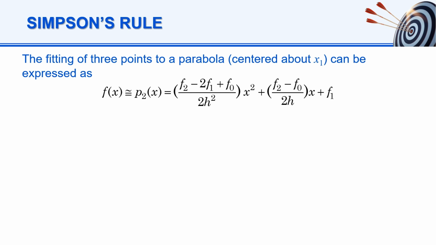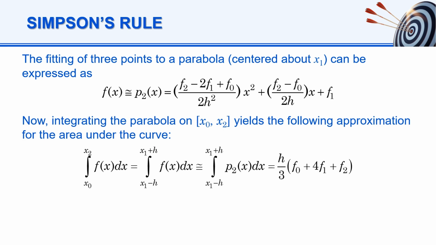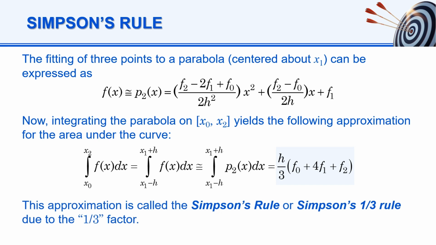The fitting of 3 points to a parabola, centered about x1, can be expressed as follows. Now, integrating the parabola on the interval from x0 to x2 yields the following approximation for the area under the curve. This approximation is called Simpson's rule or Simpson's 1/3 rule due to the 1/3 factor.